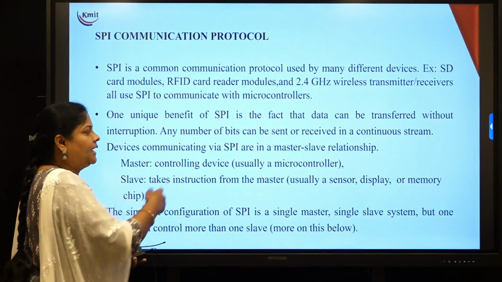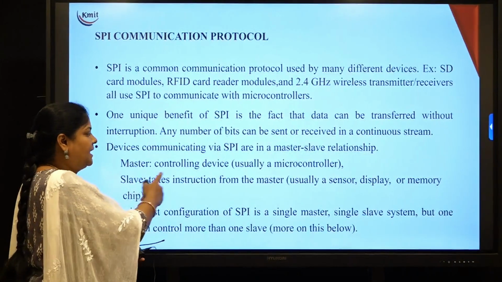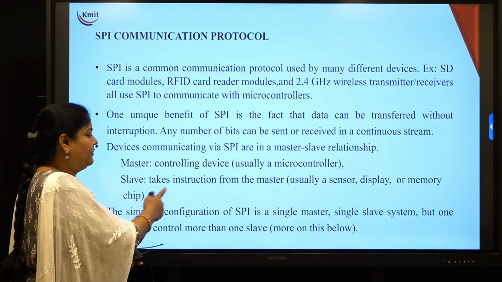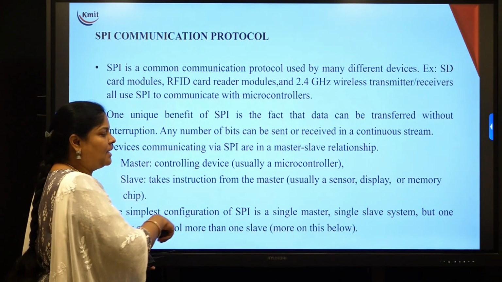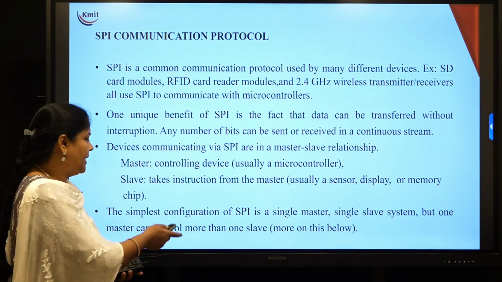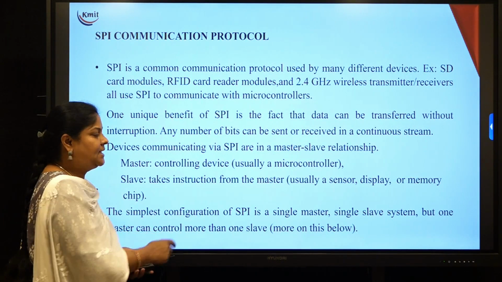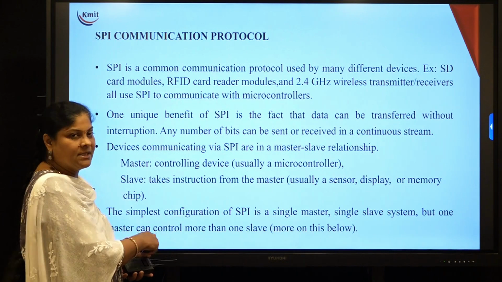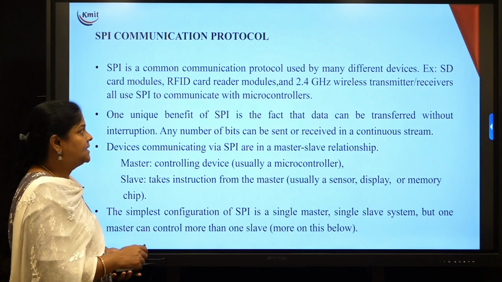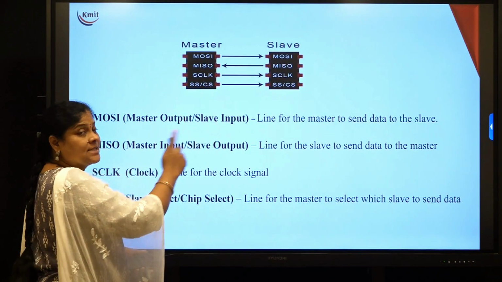Next, devices communicating via SPI are in a master-slave relationship. Master here is the controlling device, which is a microcontroller, and the slave takes the instructions from the master. The slave can usually be a sensor, a display, or a memory chip. The simplest configuration of SPI is a single master, single slave system, but one master can control more than one slave. So these are the pins in the master and slave relationship.